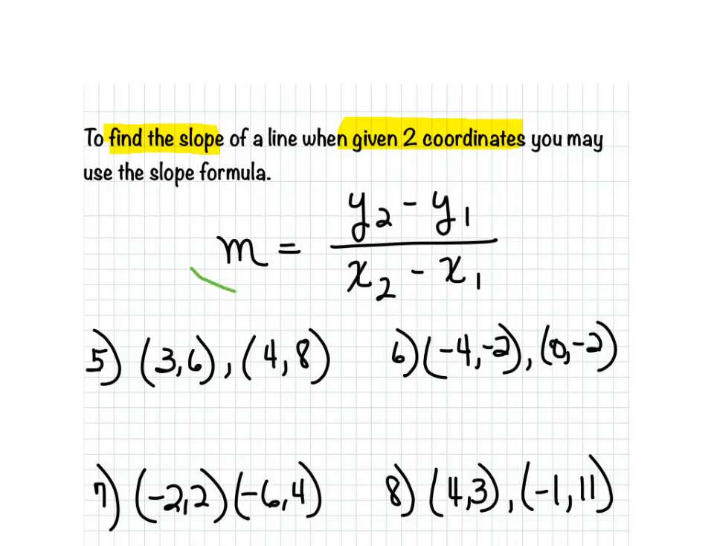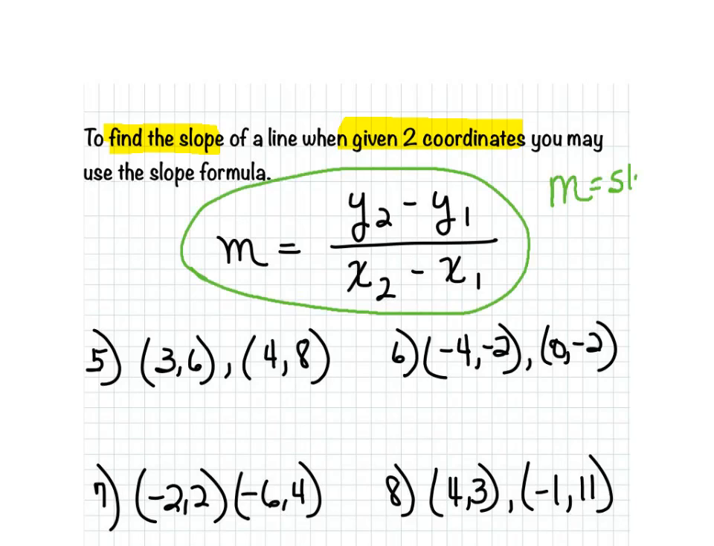Here is your slope formula. M represents slope. M equals y2 minus y1 divided by x2 minus x1. We're going to find the change in y over the change in x.